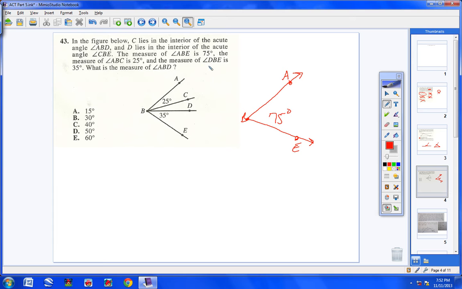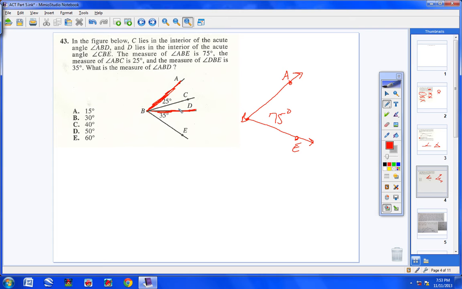Now, what else do they tell us? The measure of ABC is 25. They wrote that for us right there, so it's already in there. And the measure of DBE is 35. Here's D, here's B, here's E. So D, trace it to B, trace it to E. That angle is 35. They've already given that to us right there. What is the measure of angle ABD? They want to know the measure of this angle here. A, then B, and then D.